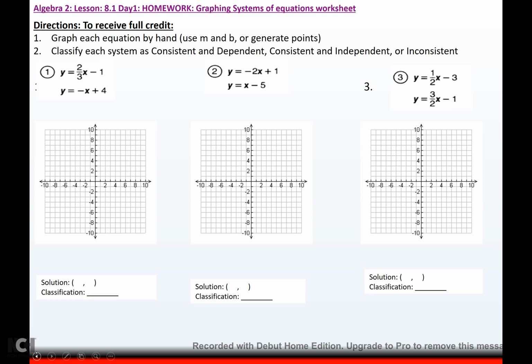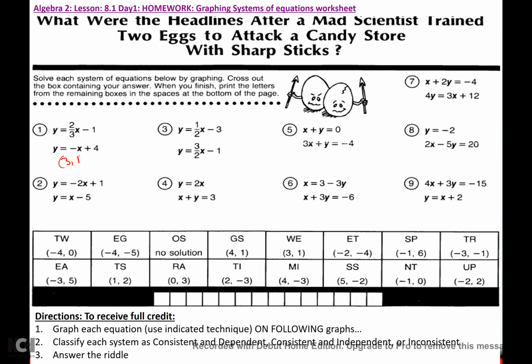So let me show you how the puzzle works. If I do number 1, I would start at -1 and go up to over 3. And if I graph the second line, I'd start at 4 and go down 1, right 1. So it looks like my solution is at 3, 1, which means it's consistent and independent. Okay, so 3, 1 was my solution to number 1. So what you do is it says cross out the box containing your answer. So the box that has 3, 1 I cross out.